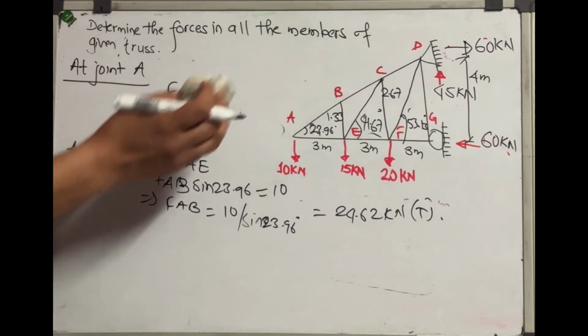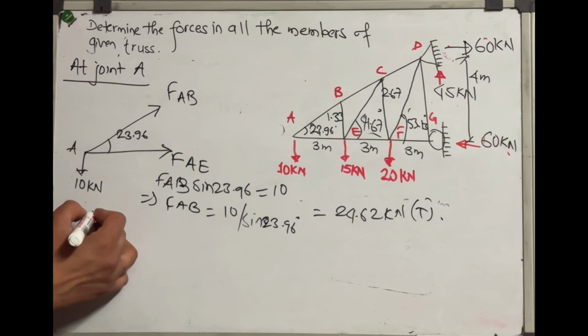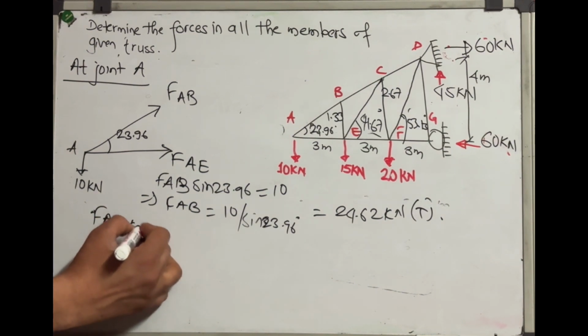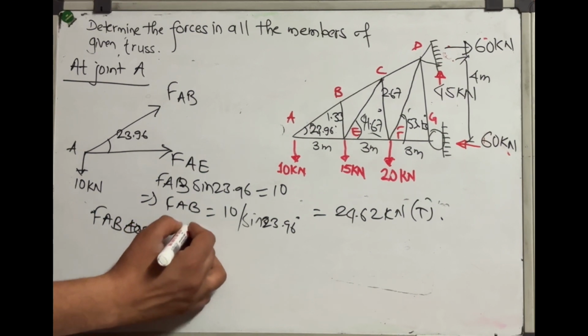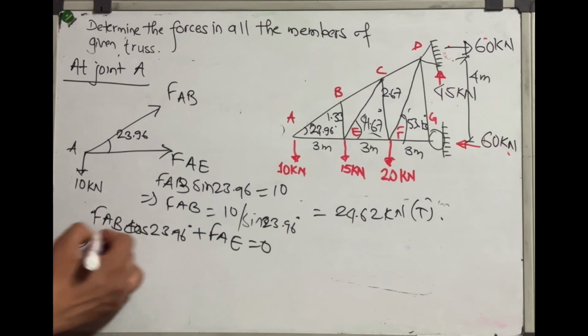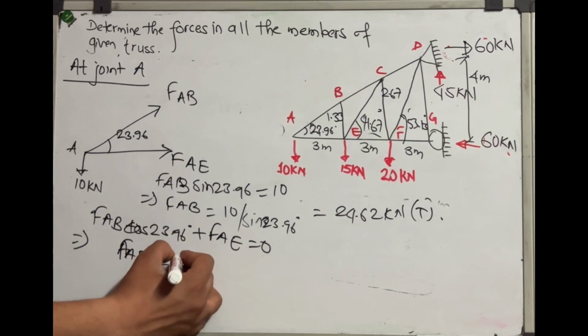So this is joint A, and you have to find the FAE as well. So taking summation of force in the x direction is equal to 0. What? FAB cos 23.96 degree plus FAE is equal to 0. Then if you solve this, the value of FAE will be negative.